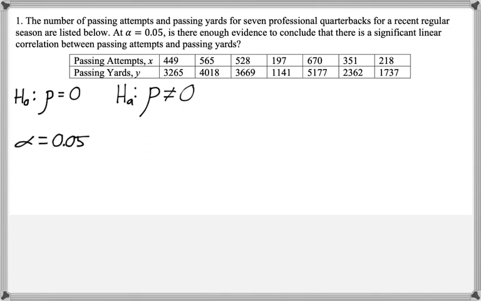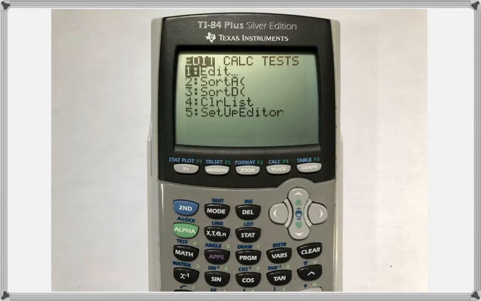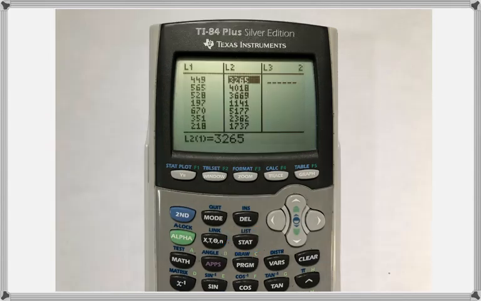Alpha is 0.05. We need to enter the X list into L1 and the Y list into L2, and then select Linear Regression t-test. So press Stat, Edit, enter in the list, and then press Second Quit.